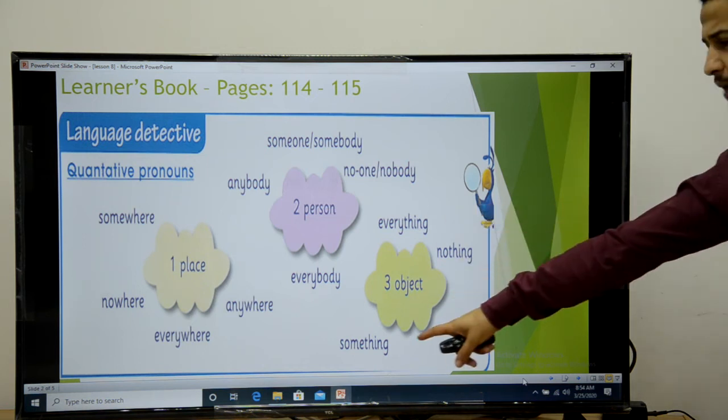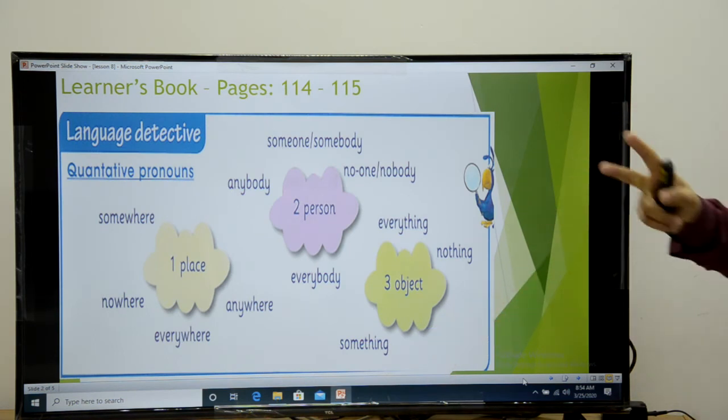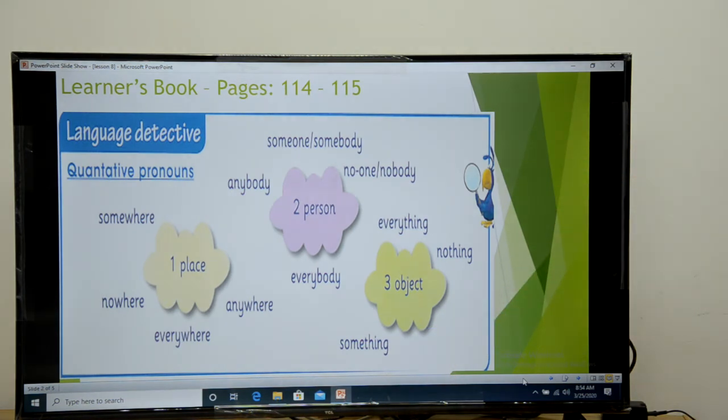Everything and something. The two of them refer to the affirmative meaning. And we know affirmative, khalas, we know it. Affirmative means not negative, no, not, and not question. Okay? Like I saw something or I saw everything.